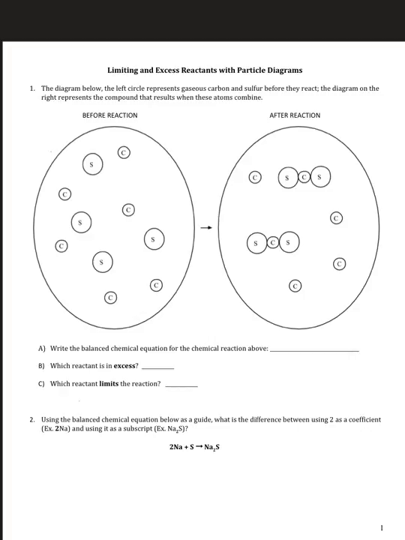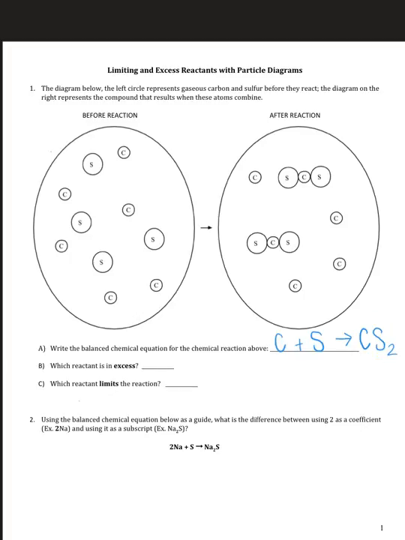So just like we identified on the left side, we have carbon atoms and sulfur atoms bonding together to make a product, which is carbon bonded to 2 sulfur atoms. Now, we will need to balance this because currently it is not balanced. If you notice, we have 1 carbon and 1 sulfur on the reactant side. However, we have 1 carbon and 2 sulfurs on the product side.